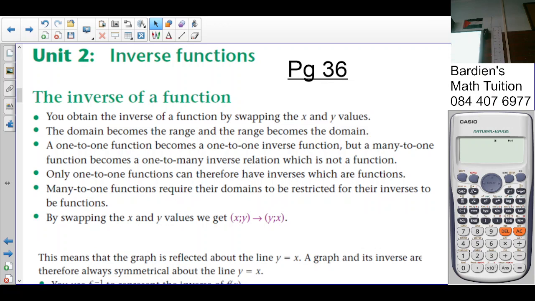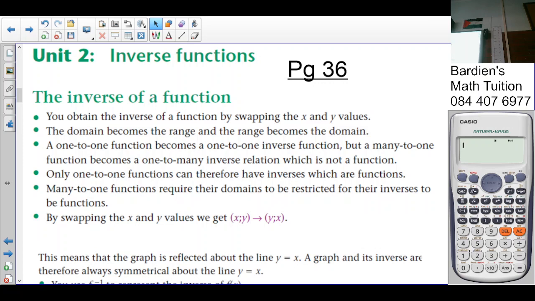Remember we did transformation geometry last year, and we did rotations and reflection, mainly reflections in the x-axis and y-axis. If something is reflected in the x-axis, what happens? Y becomes negative. Something reflected in the y-axis, x becomes negative. Something reflected in the y is equal to x line, x becomes y and y becomes x. So the whole inverse function idea is based around the fact that the graph is reflected in the line y is equal to x. Hence the reason why you obtain the inverse of a function by swapping x and y values.